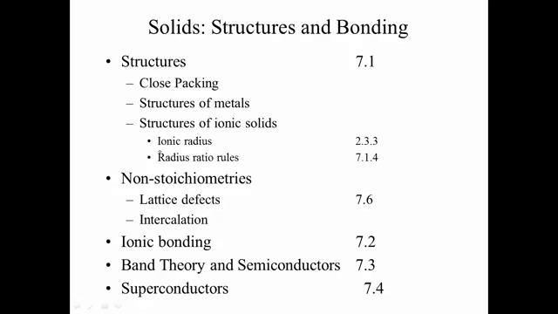In this section, we will learn about the radius ratio rules to help us predict what structure a compound might prefer, and then also we will learn about some defects in the lattices and non-stoichiometric solids. Later we'll learn about the bonding in solid compounds using ionic structures as well as band theory.